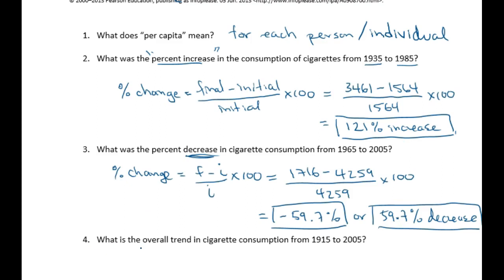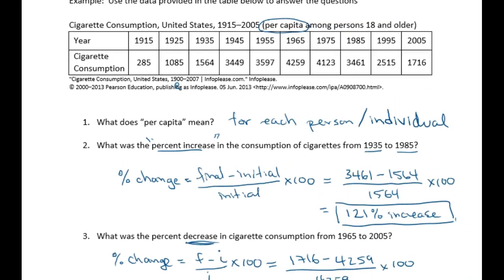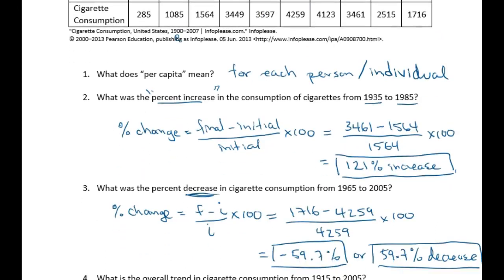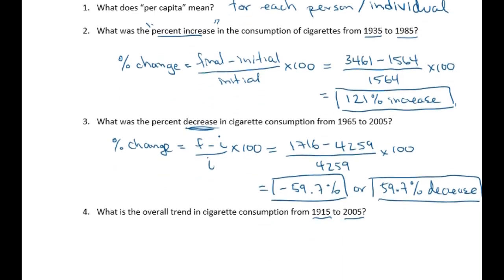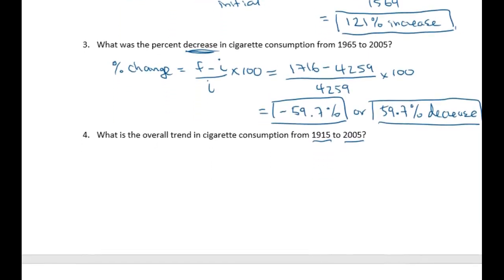For number 4, it's asking us what is the overall trend in cigarette consumption from 1915 to 2005. We already could see that there are calculations of an increase and calculations of a decrease. If we look at our numbers, we can see that we're pretty low, we start to increase, we hit our peak, and then we start to decrease. So we have a fluctuating trend. Overall, from start to finish, we have increased our cigarette consumption, but we seem to have a trend of an increase, then a decrease. So we have a steady increase and then a steady decrease.